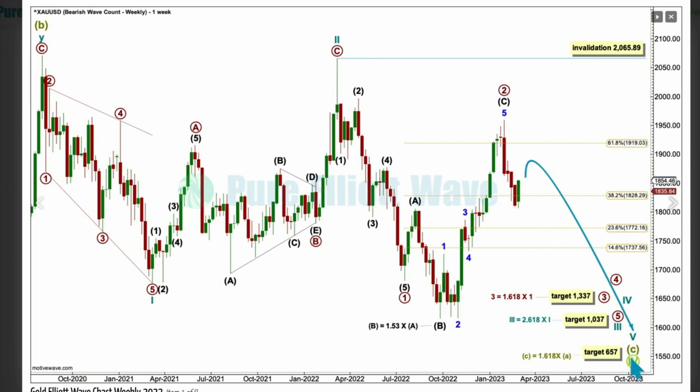4, 5. There are only 2 motive wave structures for a C wave, an ending diagonal or an impulse. Within an ending diagonal, all of the subwaves must be zigzags. Within an impulse, waves 1, 3 and 5 must subdivide as motive structures. And so if cycle wave 1 is a 5-wave motive structure, that means supercycle C should be an impulse.